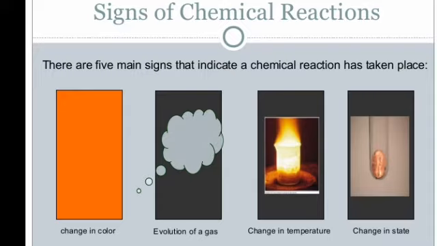There are various signs through which we can see that a chemical reaction has taken place or not. There are four major signs: when there is change in color during the process, we will say that chemical reaction has taken place, or when there is evolution of gas, or change in temperature, or change in the state of the substances used, then reaction takes place.